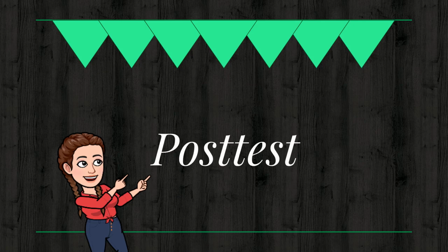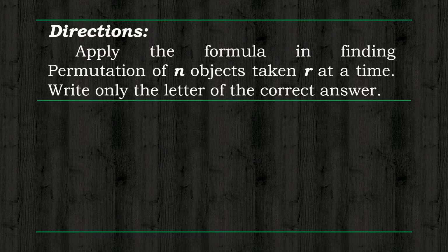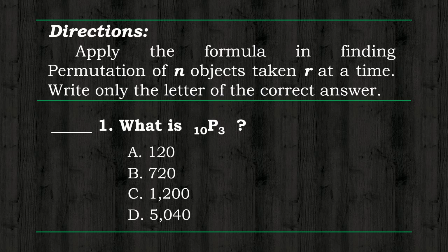Let us have our post test to know if you learned something today. Remember that you may pause this video whenever you want to read the question, the choices, and the answers. Directions. Apply the formula in finding permutation of n objects taken r at a time. Write only the letter of the correct answer. For number 1, what is the permutation of 10 taken 3 at a time? The answer is letter B.